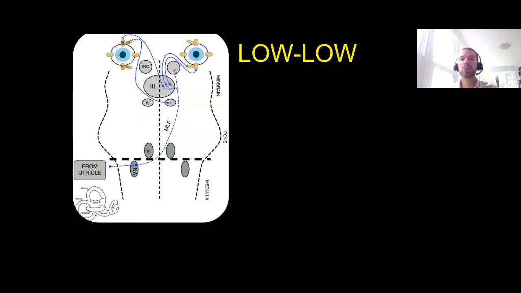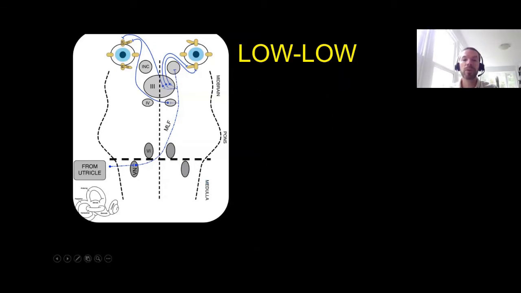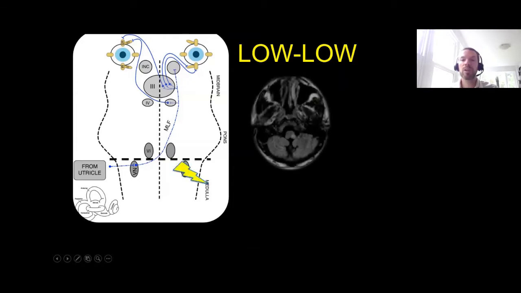We can also use the rule low-low. So what does this mean? The utricle-ocular pathways decussate, they cross over at the pontomedullary junction. So at the level of the vestibular nucleus, at the level of a Wallenberg, where we've affected the inferior cerebellar peduncle, we are lower than this decussation. We are on the left side.